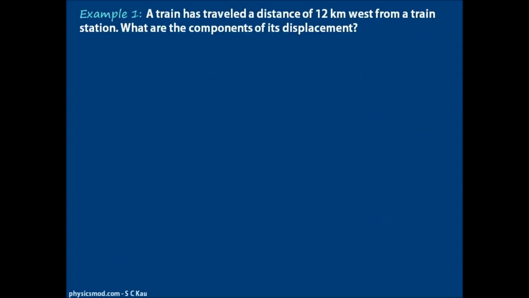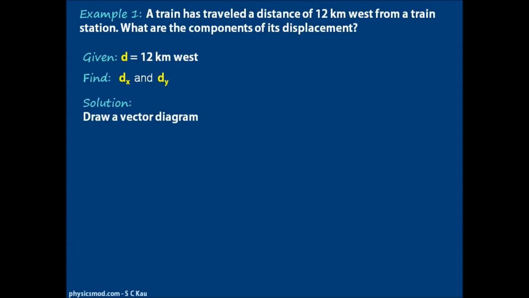Let's have an example. A train has traveled a distance of 12 kilometers west from the train station. What are the components of its displacement? We are given d equals 12 kilometers west. We're going to find the x and y components of d. To solve, draw a vector diagram first.